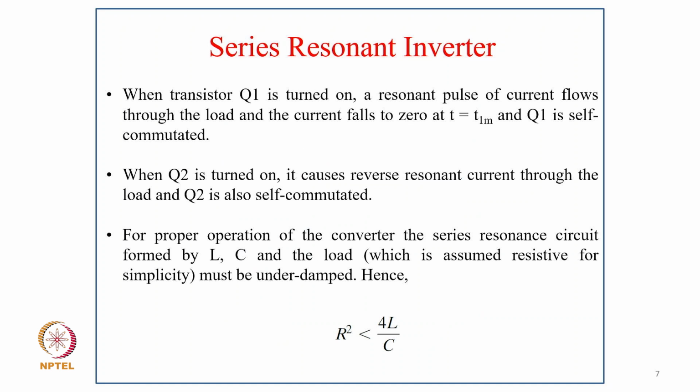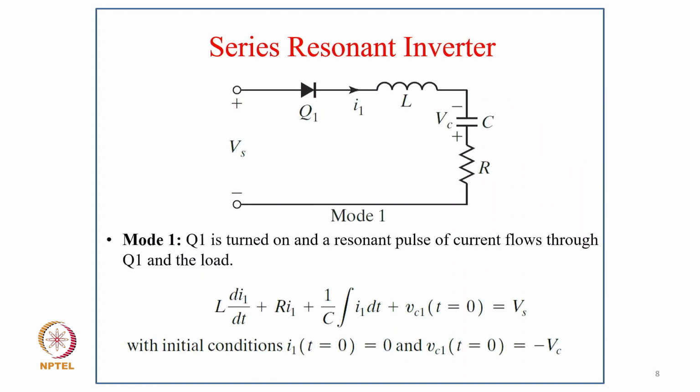Now, when transistor Q1 is turned on, a resonant pulse of current flows through the load, and the current falls to 0 at t equal to T1, and Q1 is self-commutated. And when Q2 is turned on, it causes a reverse resonant current through the load, and Q2 is also self-commutated. So for proper operation of the converter, the series resonant circuit formed by L and C and the load, which is assumed to be resistive for simplicity, must be underdamped. Hence, R square must be less than 4L upon C.